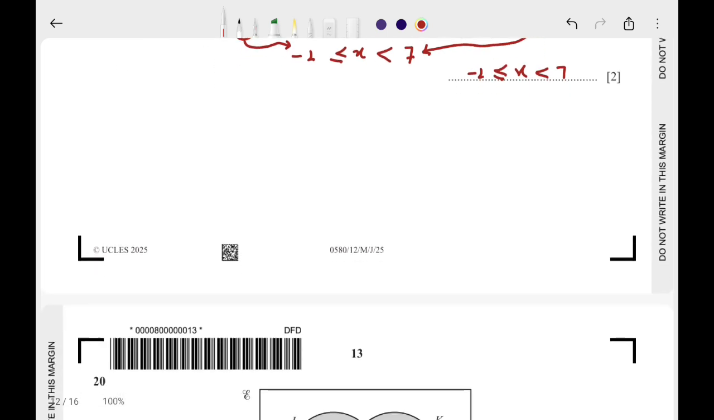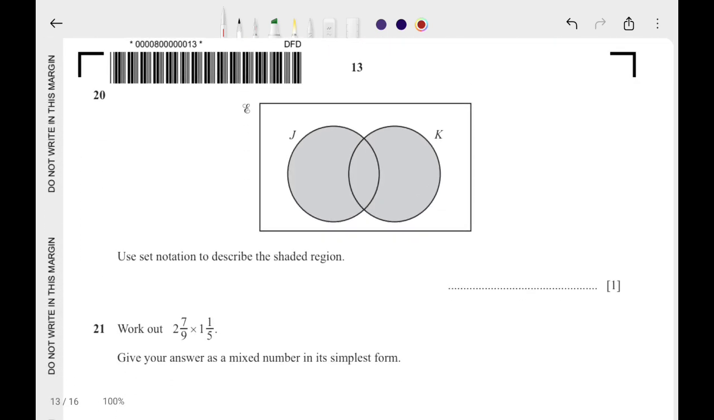Next question. Use set notation to describe the shaded region. As this whole region is colored, it would be J union K.